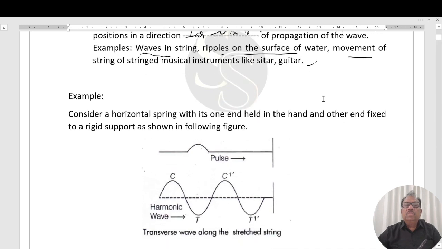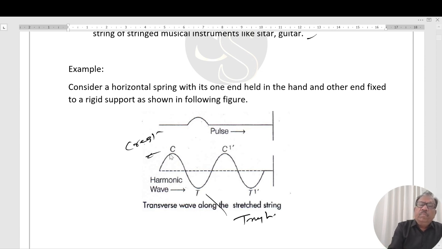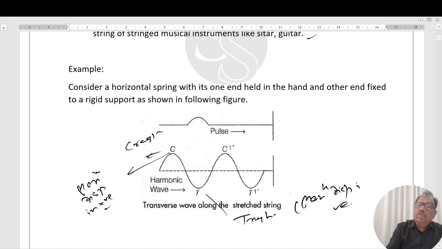Now, in this case, consider a horizontal string such that one end is in hand and the other end is fixed to a rigid support. This type of wave is produced. These are known as the crest, and these are known as the trough. Right? This is the maximum displacement in the positive direction, and this is the maximum displacement in the negative direction.